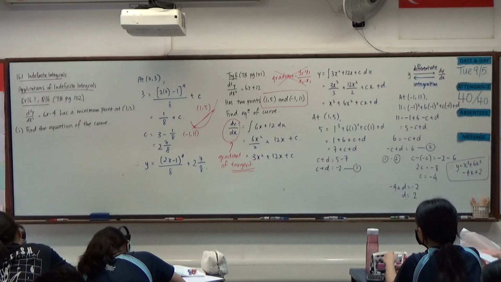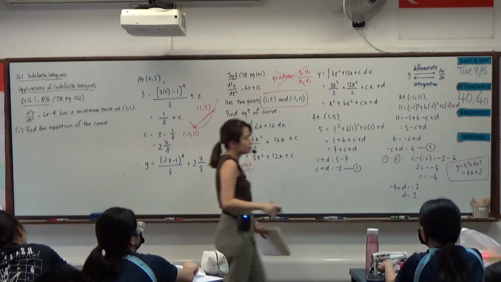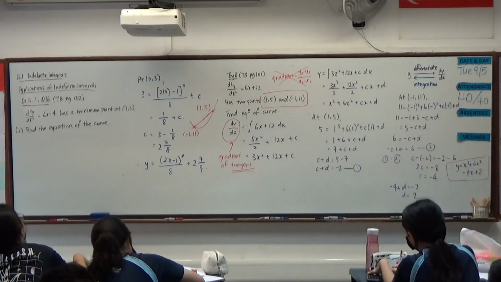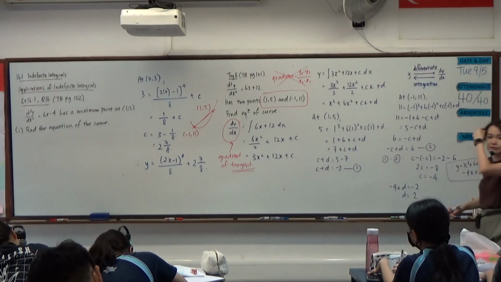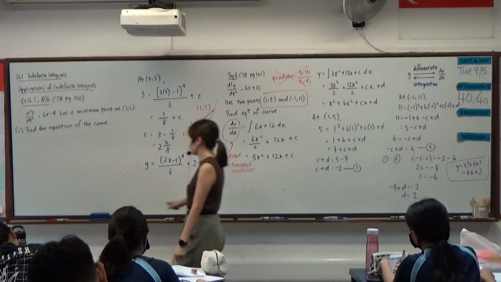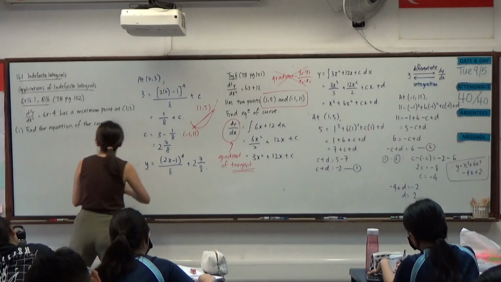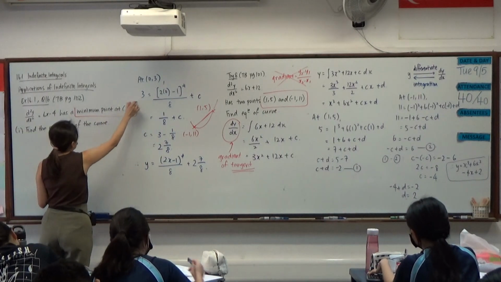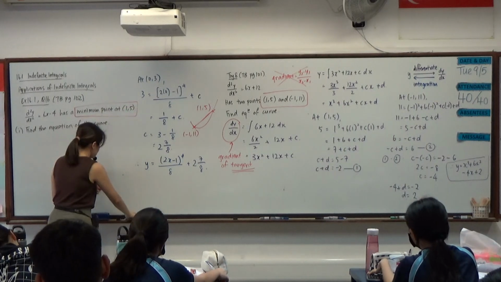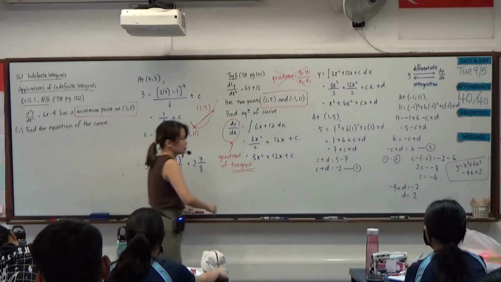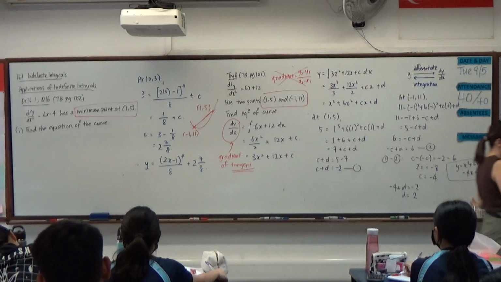Similar process, try to find out what is the equation of the curve, and then use the information that the minimum point is at 1, 5. What do you think you can do with this information about the minimum point at 1, 5? I'll give you about 5 minutes to work on it, right?